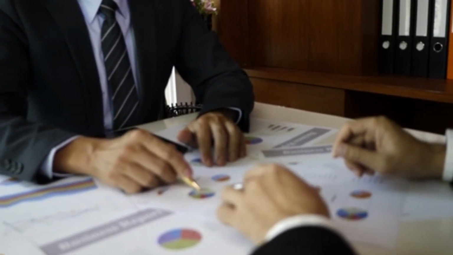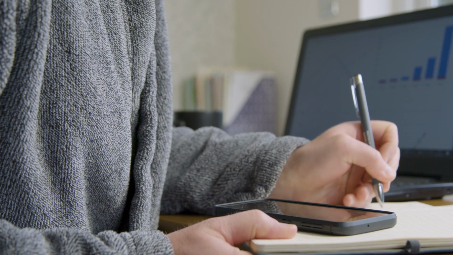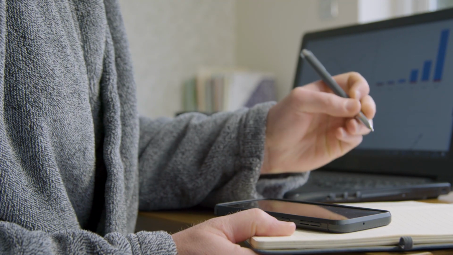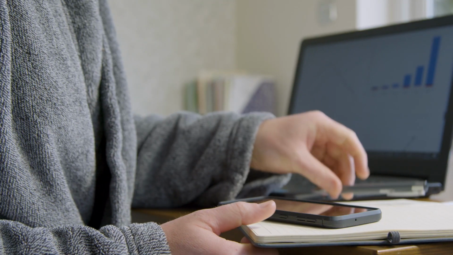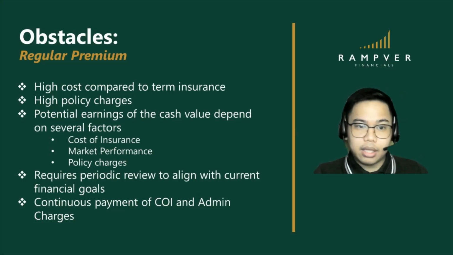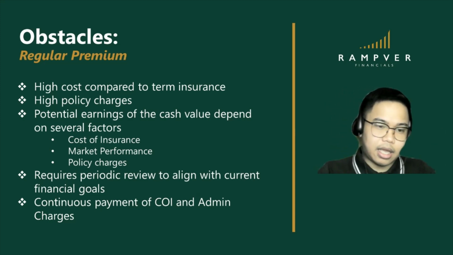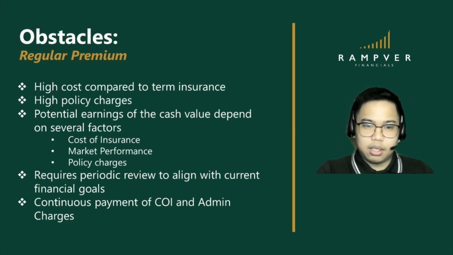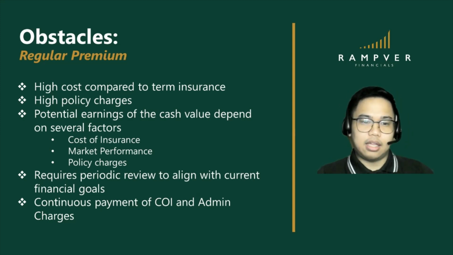Kasi what if hindi na pala ito enough? So, based sa nakuha mong klase ng VUL, makakasunod pa ba siya? Makakasabay pa ba siya dun sa pangangailangan mo? Or hindi na? So, somehow we'll have to recalibrate your coverage from time to time. Again, the other products are quite flexible in a way na it can answer the gaps in your needs at some point. So next would be yung continuous payment of cost of insurance and admin charges.